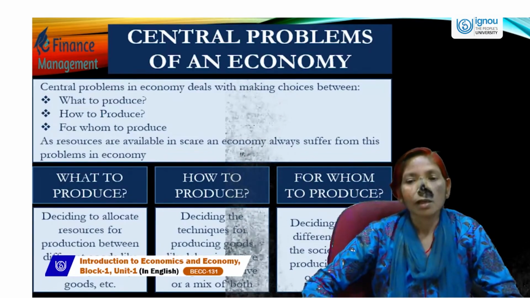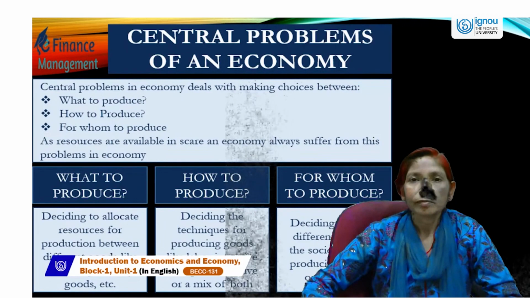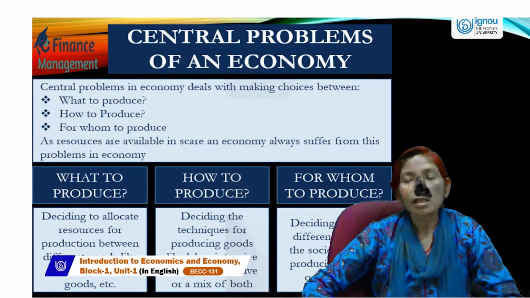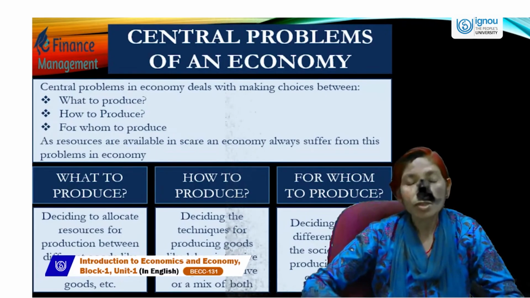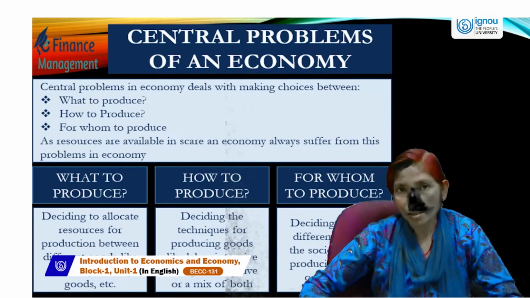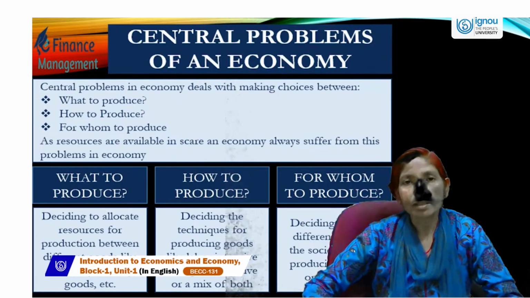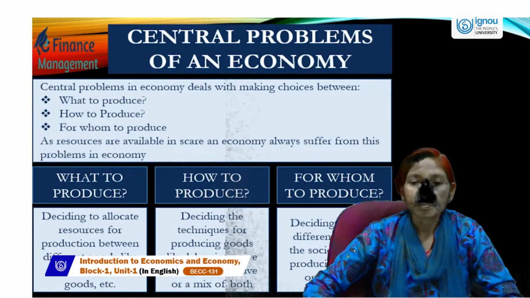The third problem is for whom to produce. For whom to produce is also related with distribution of resources. For whom to produce? You know that a producer always produces goods and services only for those consumers who have purchasing power or who are able to buy.